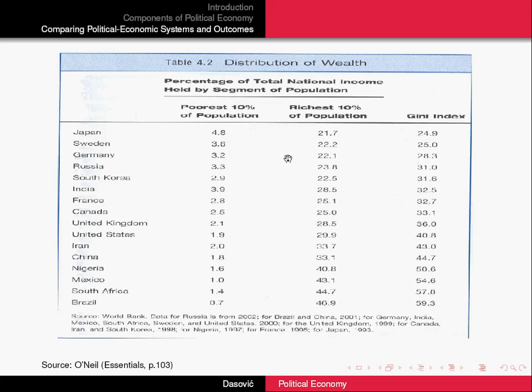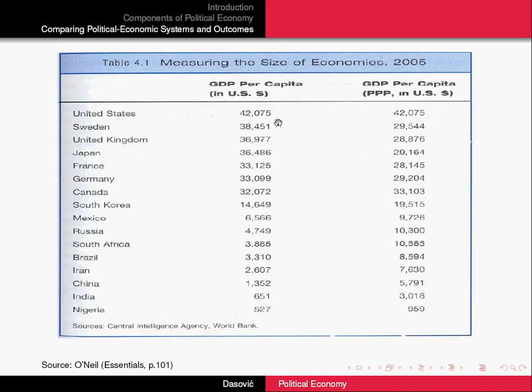Now another way of comparing, right? I mean, GDP per capita is just basically the average gross domestic product per capita, and that really doesn't tell you much. All it does is it takes the total amount of goods and services produced in that country and then it divides it by the population.